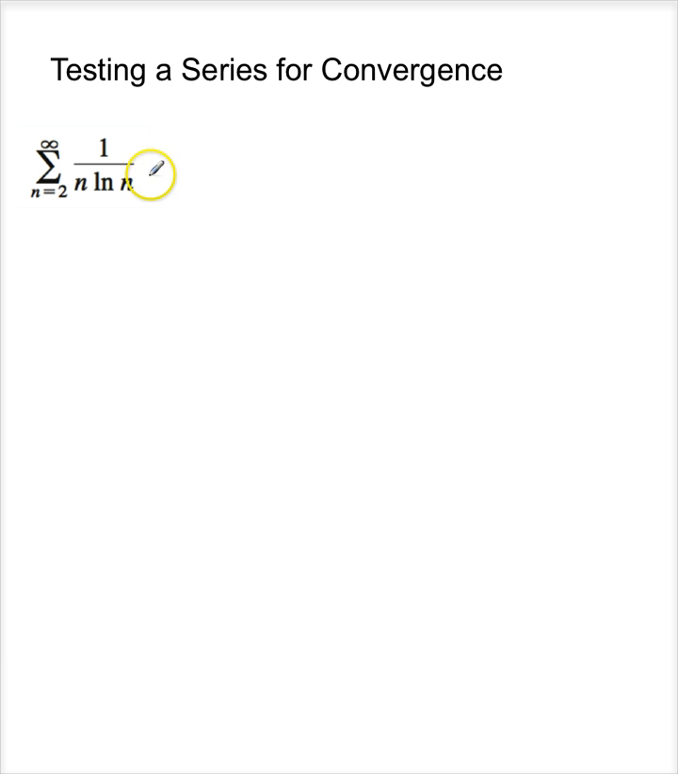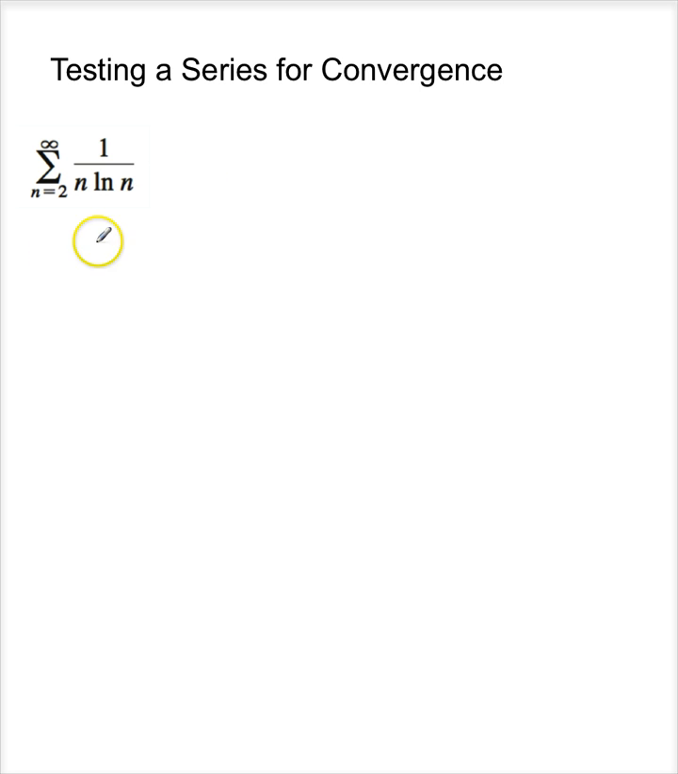Now let's look at this one. 1 over n log n. Oh goodness. It looks like a divergent times another function. Let's see. It's similar to the divergent series, but we don't know what this 1 over log n does. And we can't just assume that it diverges. So let's do a test.